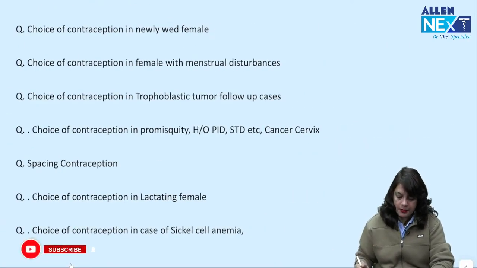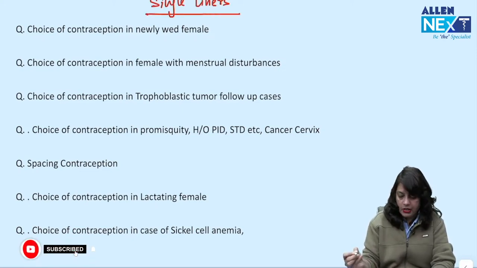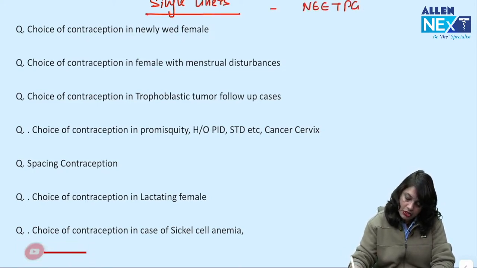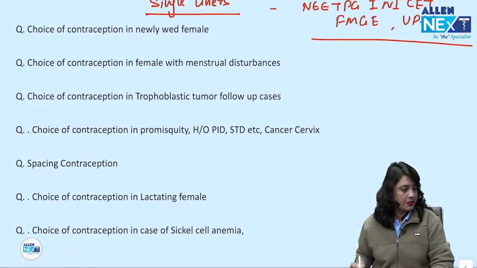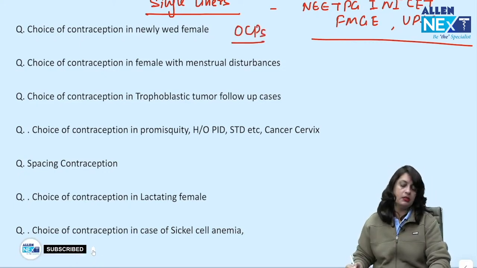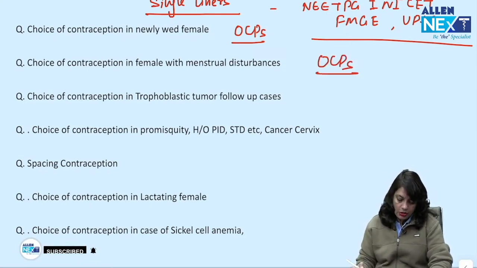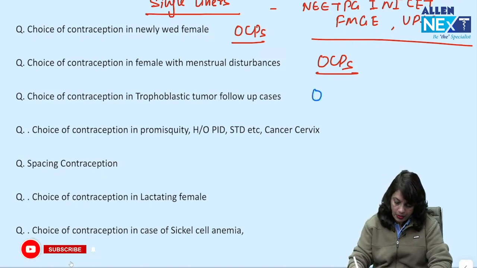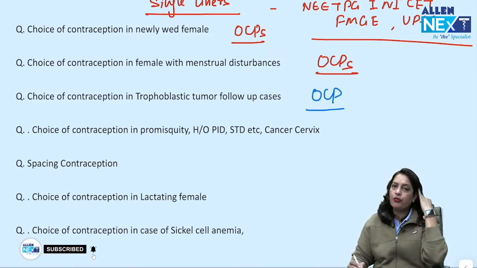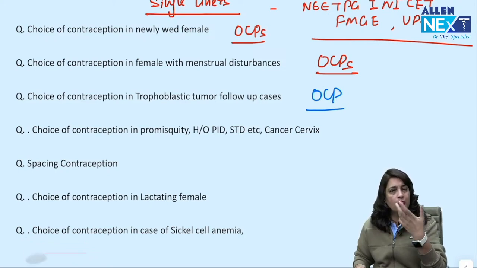Next, choice of contraception. This is more of the single liners and it is very important not only for the FMGE exam but also for the NEET PG, INI CET, FMG as well as UPSC, all exams. Choice of contraception in a newlywed female is OCPs. Choice of contraception in a female with menstrual disturbance is OCPs. Choice of contraception in a female with trophoblastic tumor, treatment has been given, now she is on follow-up, is OCPs, because a patient of choriocarcinoma, if undergone treatment and she is on follow-up for 2 years, okay, then what is a tumor marker for choriocarcinoma?